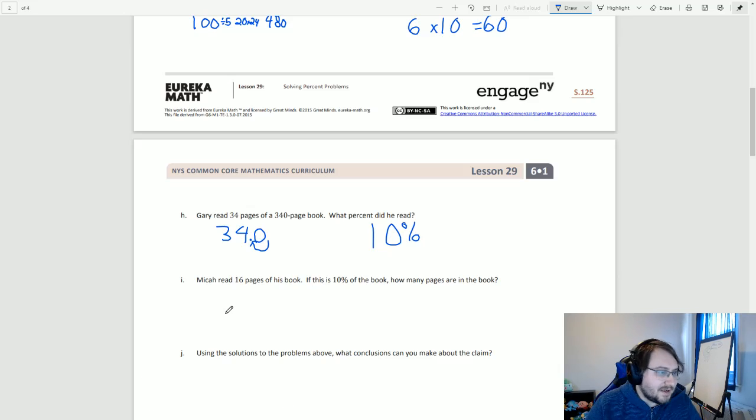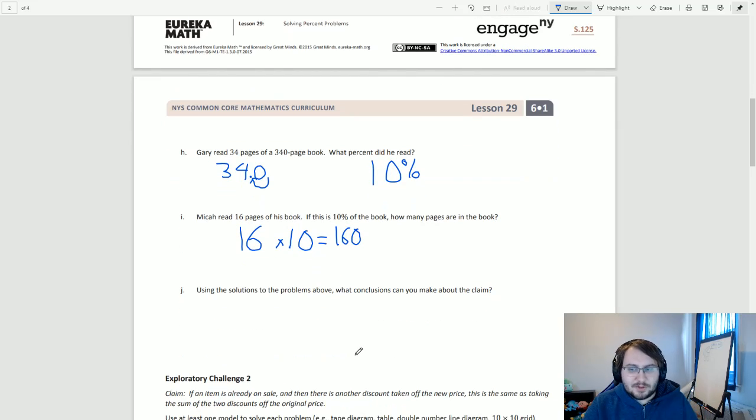Nika read 16 pages of his book, and that's 10% of the book. Well, that just means I need to take my 16 and multiply it by 10, because 10% times 10 gives me 100%. So 16 pages times 10 will give me my whole book: 160 pages.